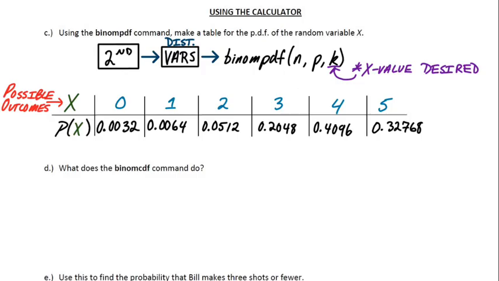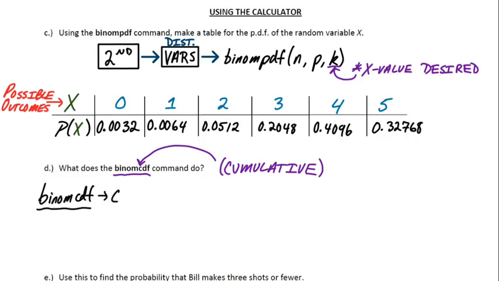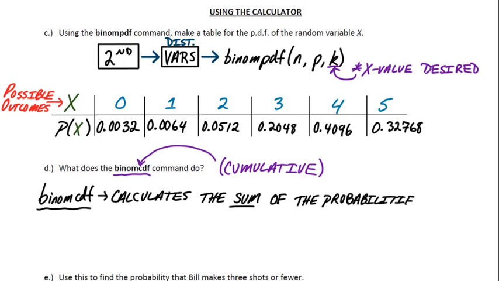Okay, so the other calculator command we have to talk about is the binomial cdf command. And the C actually stands for cumulative. When you think of cumulative, you can think of things accumulating or growing. So the binomial cdf command actually calculates the sum of all those probabilities up to a certain point. So if I tell it to add everything up to 3, it would sum all these probabilities up for me. So whatever value you pick for K, like what's the probability Bill makes less than or equal to K shots, it's going to add up all those probabilities up to whatever number you set for K.